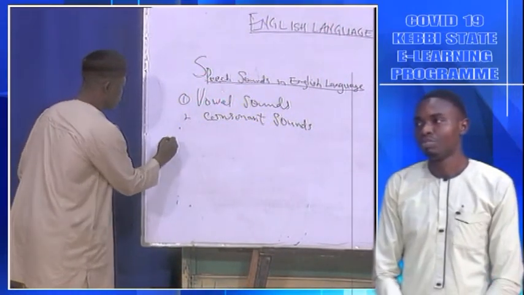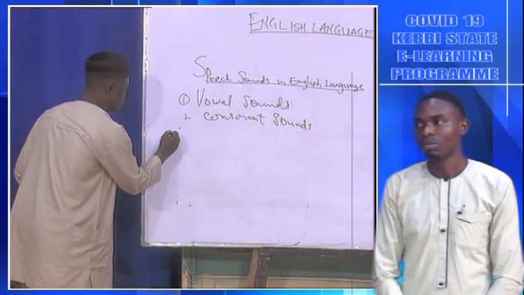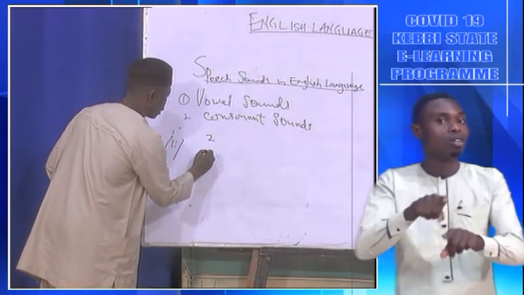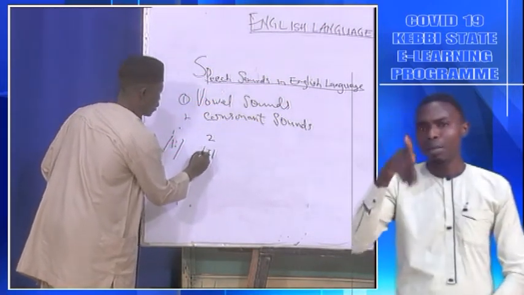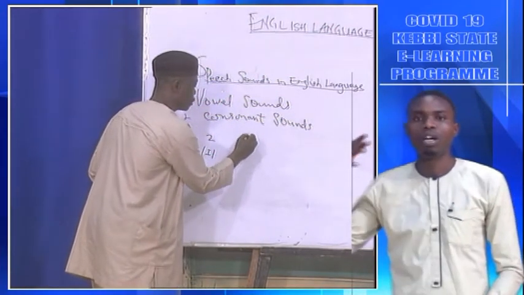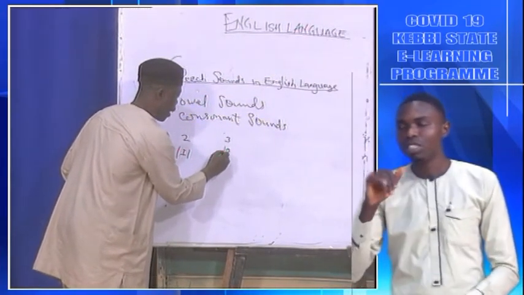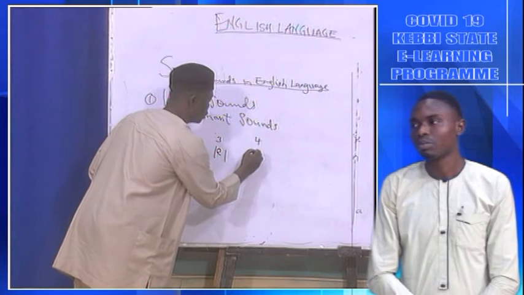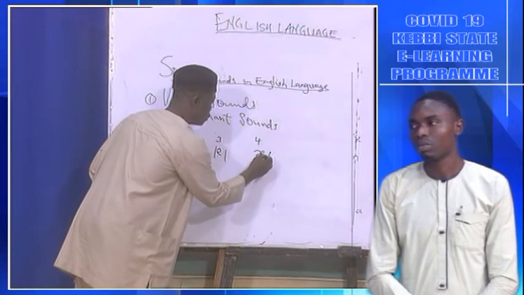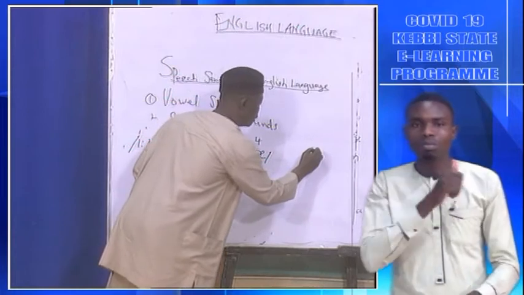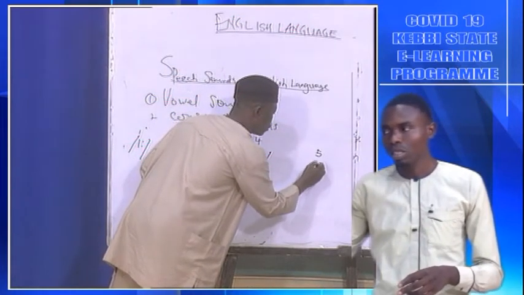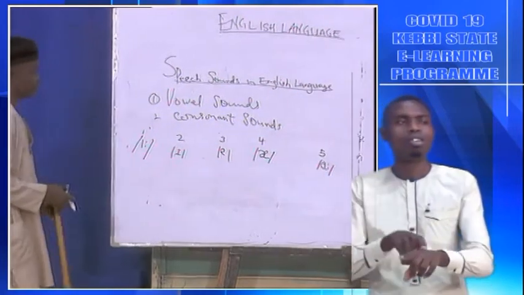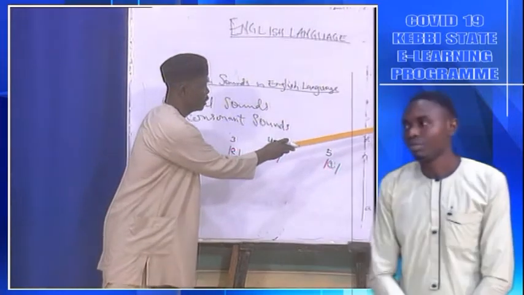RP1, remind me, it's a long sound. RP2, it's a short sound. RP3, it's a short sound also. RP4, it's a short sound, and the last one, RP5, is a long sound. So, further examples of this vowel number 1 that are not on the board are these.